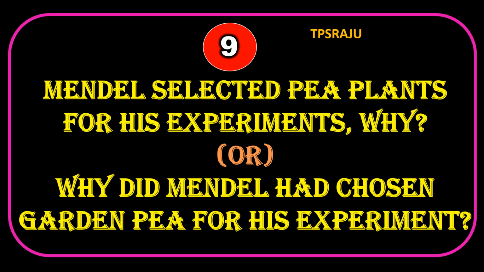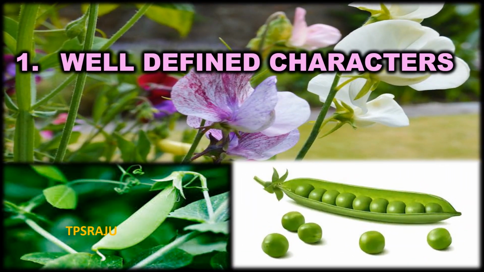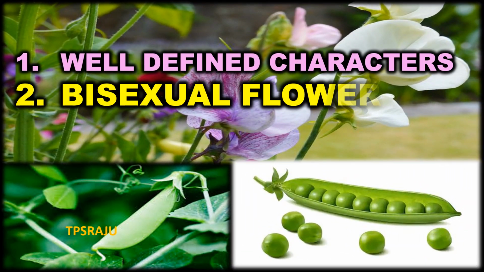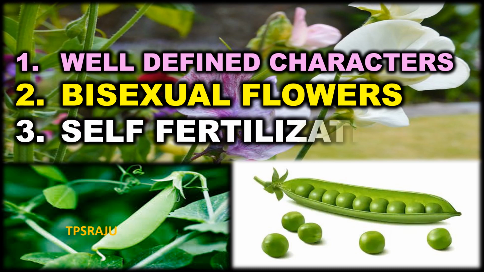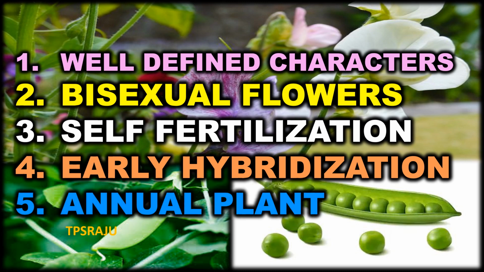Mendel selected pea plants for his experiments. Why did Mendel choose garden pea for his experiments? Well-defined characters, bisexual flowers, self-fertilization, early hybridization, and annual plant.